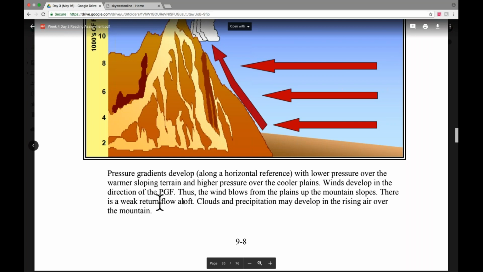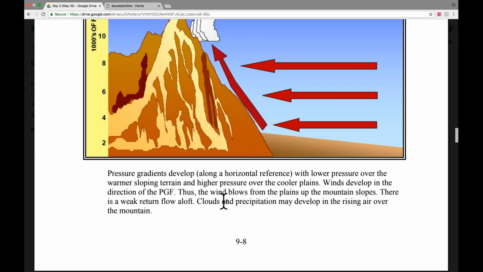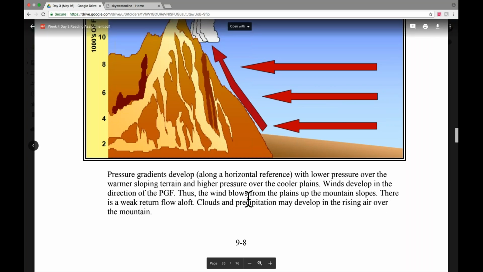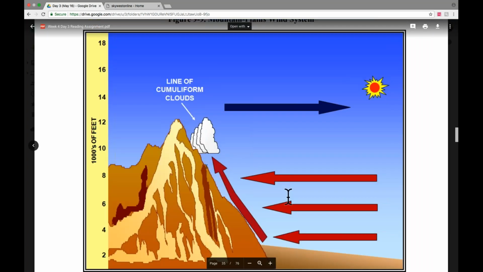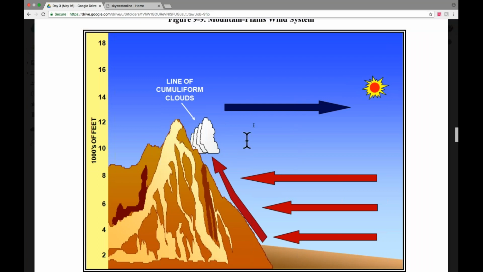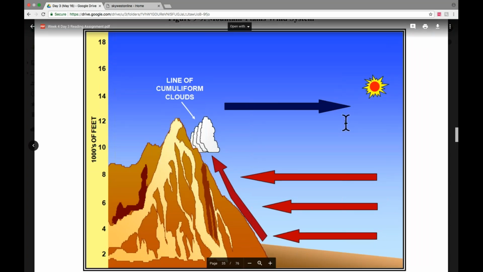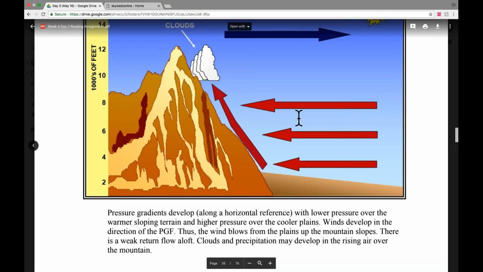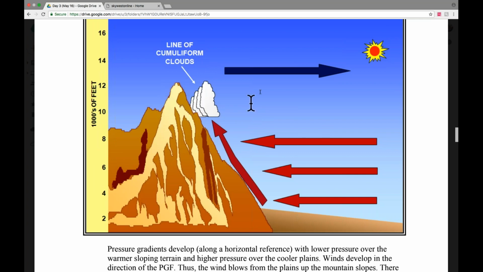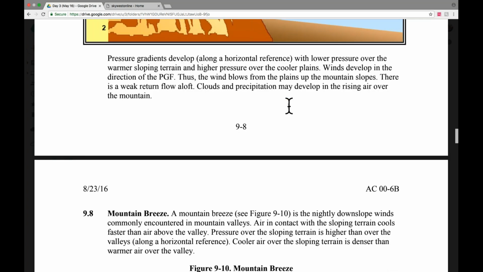There's a weak return of flow aloft. Clouds and precipitation may develop in the rising air over the mountain. What happens is as this builds and gets stronger and stronger, we'll start seeing things like rotor clouds or mountain wave, right? Turbulence. We see that a lot.